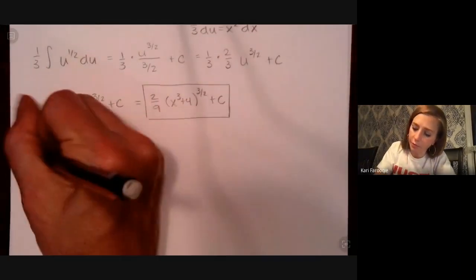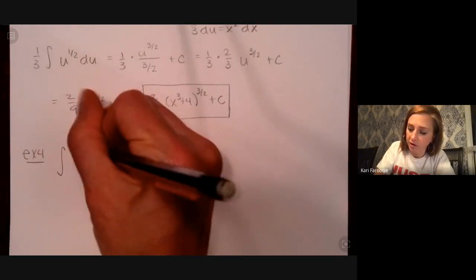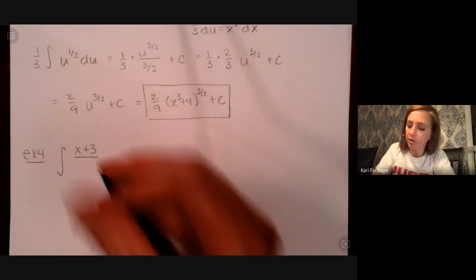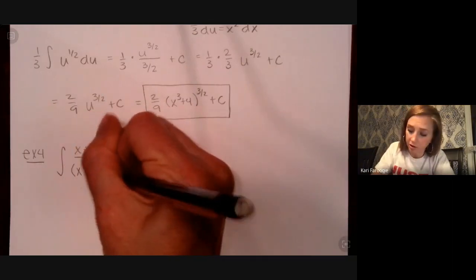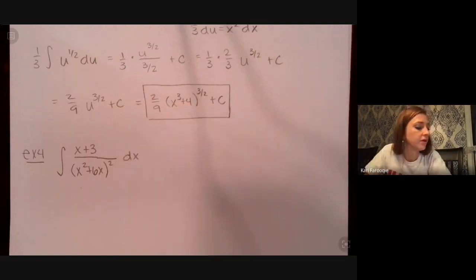Example 4, we'll do a rational function. The numerator is x plus 3. The denominator is x squared plus 6x quantity squared dx.